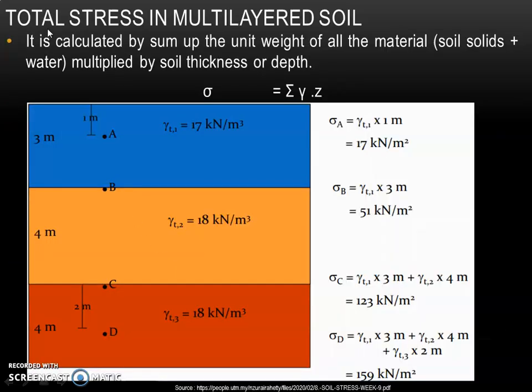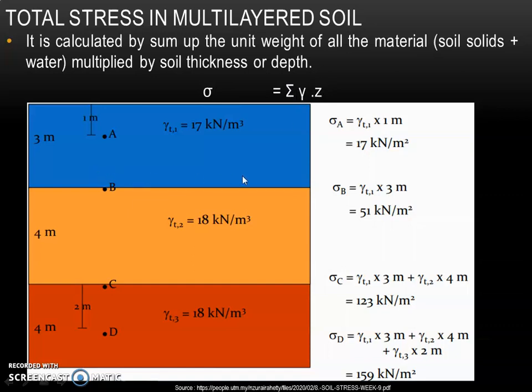And total stress in multi-layered soil is calculated by the sum of the unit weights of all the layers multiplied by soil thickness or depth. So sigma is summation of gamma into Z.